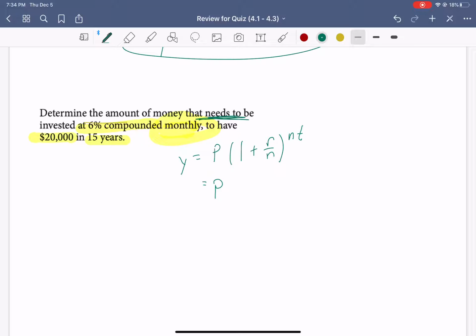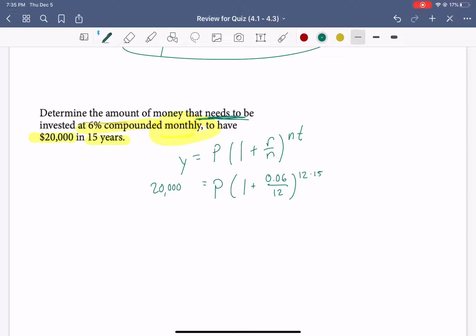We have everything else. So it's 6%, so 0.06 divided by, and then if it's compounded monthly, there's 12 months in a year. So 12 is n, so we plug that in the bottom of the fraction and in the exponent. We do this for 15 years, and we want to figure out what money we have to start at if we need $20,000. So maybe this is like someone had a child and they want to raise $20,000 to buy them a car on their 15th birthday or something like that.